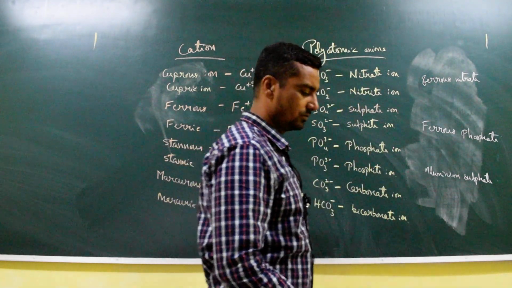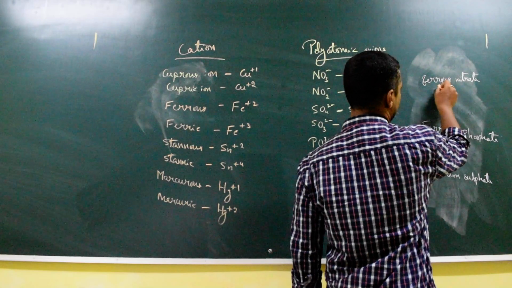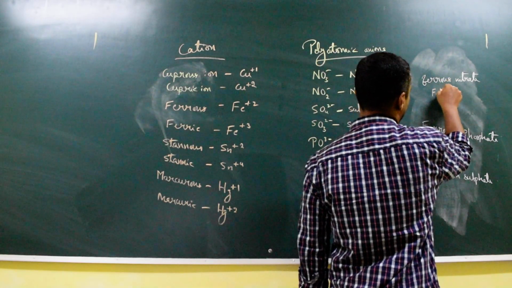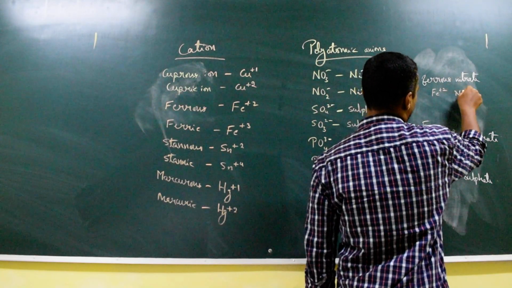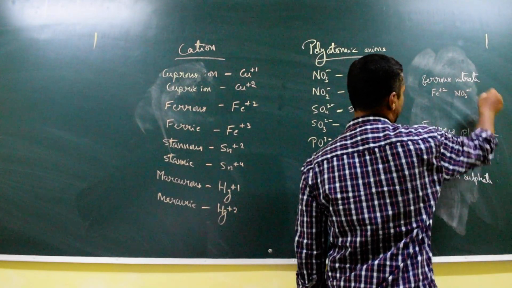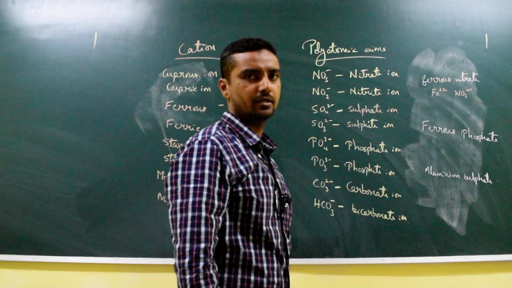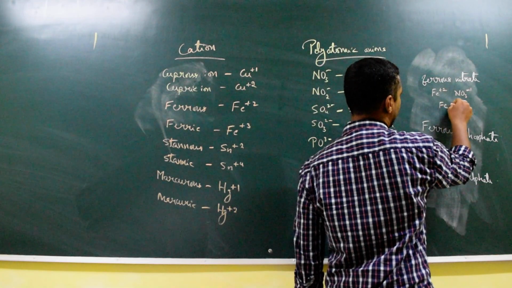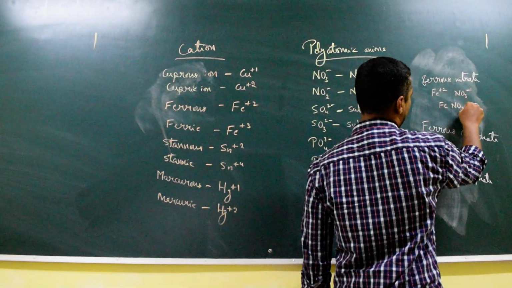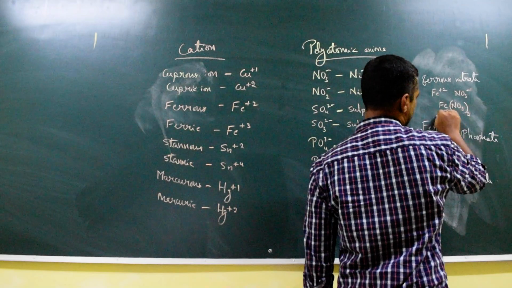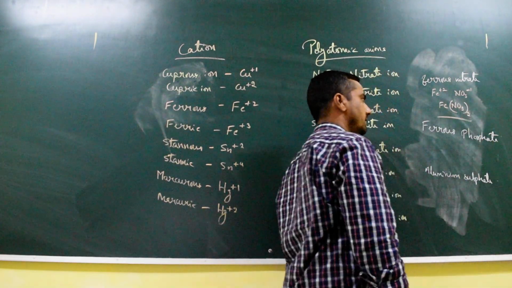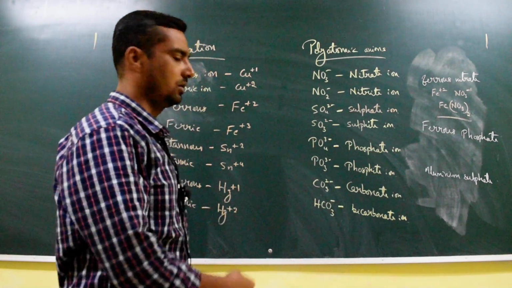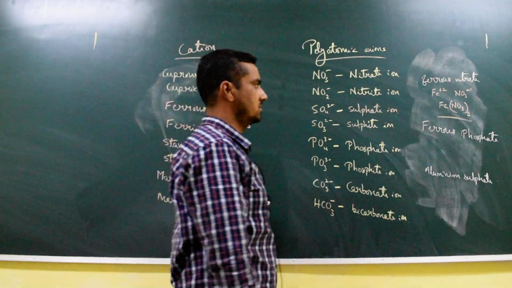Starting with the ferrous nitrate. We know the ferrous, because it ends with "-ous", is the lower oxidation state, that is Fe+2. Nitrate is NO3 minus, which indicates -1. If we go for cross multiplication, it becomes Fe(NO3)2. So this is the formula. If you practice, you can easily go through all the compounds. So this is ferrous nitrate.